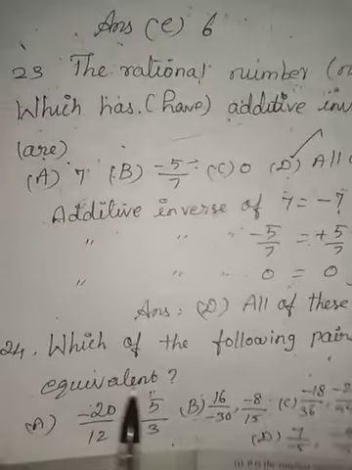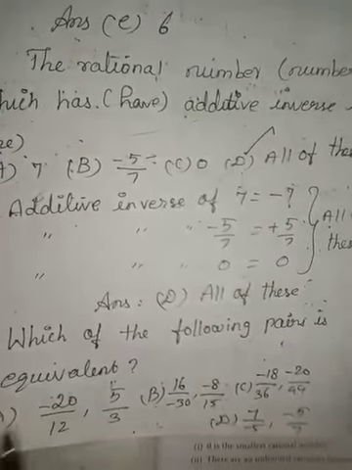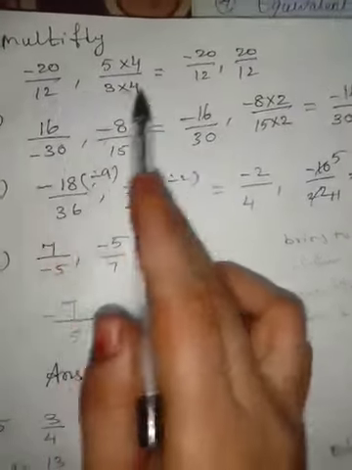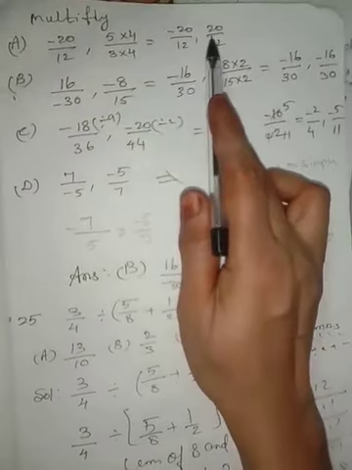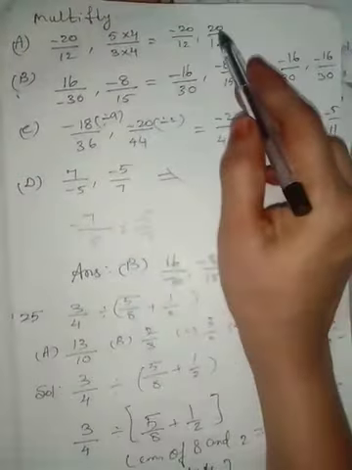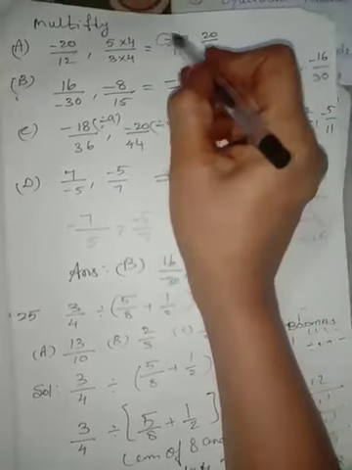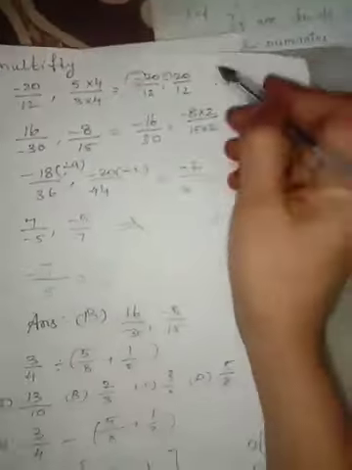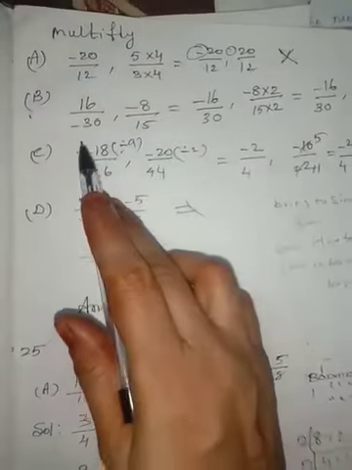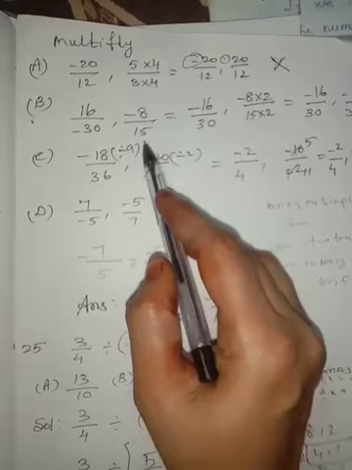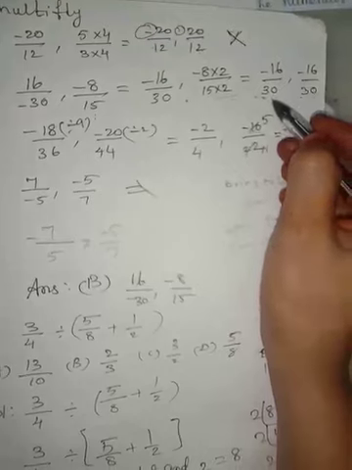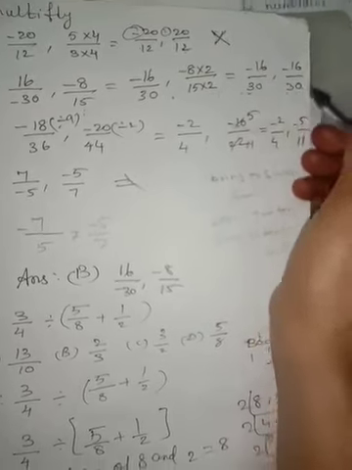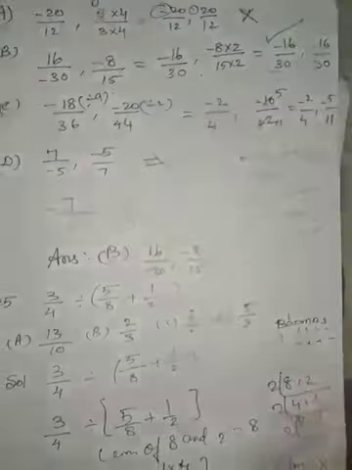The final one, 24. Which of the following pairs is equivalent? Equivalent means denominators are the same. So here convert into like denominators. First one, minus 20 by 12, next number is 20 by 12. Both are the same but the signs are different. So this statement we do not take. The second one, 16 by 30 and minus 8 by 15. Convert the denominators to like, so here 16 by 30 and minus 16 by 30, minus 60 by 30. Both are the same. So I will choose the second option.